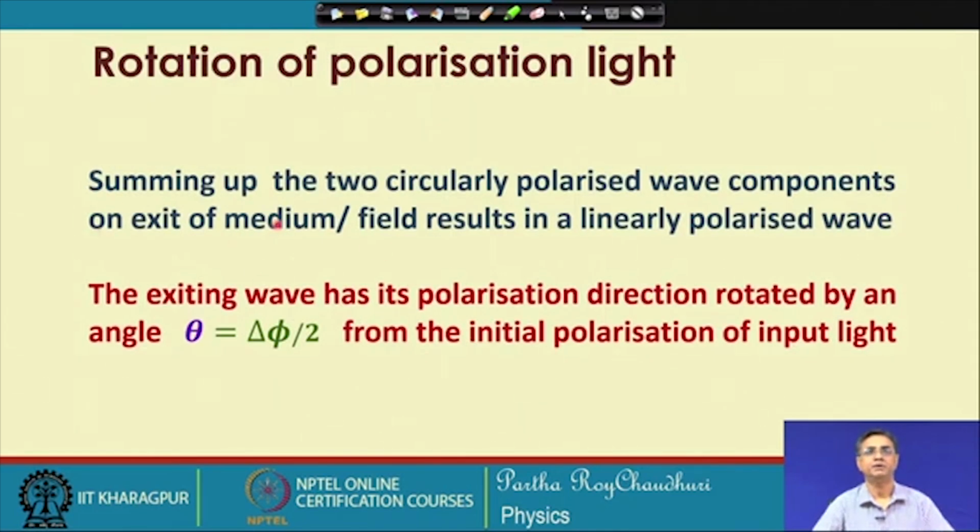So, if we sum up the two circularly polarized wave components on the exit of the medium, this will result in a linearly polarized wave. Again we will get back the linearly polarized wave, because they have the same frequency, the sense of rotation is different, but the difference in the phase between the two circularly polarized lights is delta phi. So, this will effectively rotate the plane of polarization of the exiting beam, which will be theta equal to delta phi by 2, with respect to the original input polarization.